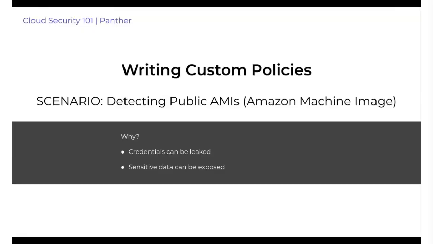So let's walk through this process of writing a custom policy by looking at a specific scenario. Commonly in Amazon, it's an issue where a public AMI will be created. If you're unfamiliar, an AMI is a snapshot of a running instance, and you can use these snapshots to create multiple other instances. It's generally a best practice if you have a golden image, for example.